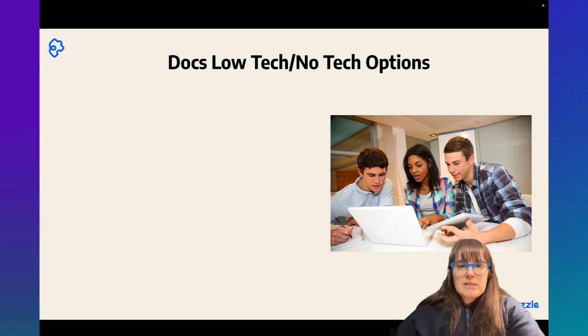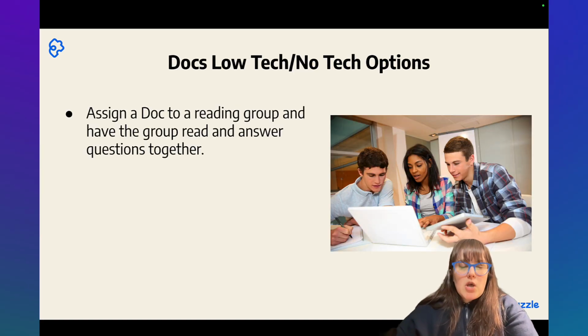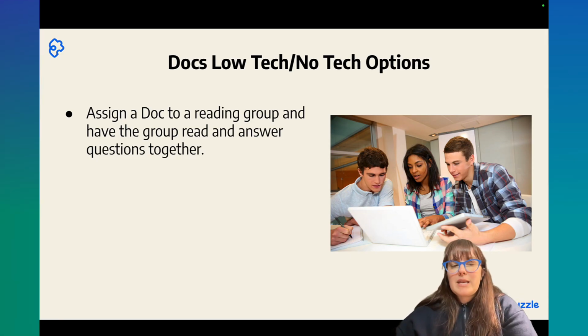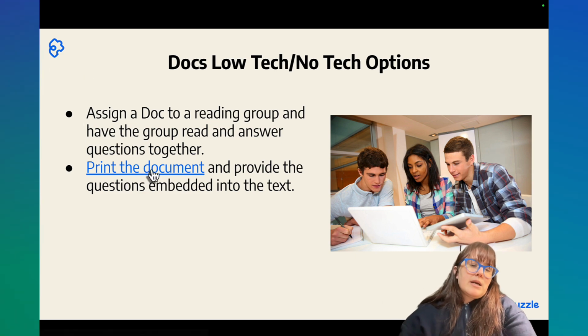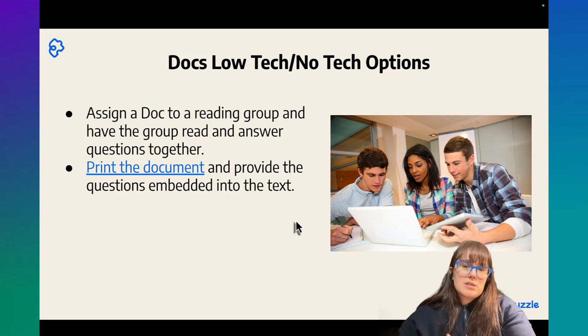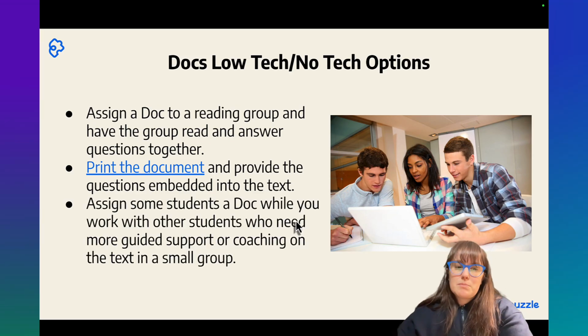Let's talk a little bit about some of our low tech or no tech options. One option is you could assign a doc to a reading group and you could have the group read and answer questions together. So for example, if you have a group reading a book together, or a group that is working together on a primary source document, doing a jigsaw, that could be a great opportunity to assign a doc. You could print the document with the directions that I showed, and you could provide those questions on paper if not every student has a computer.